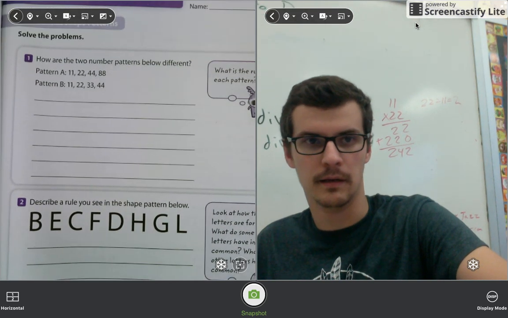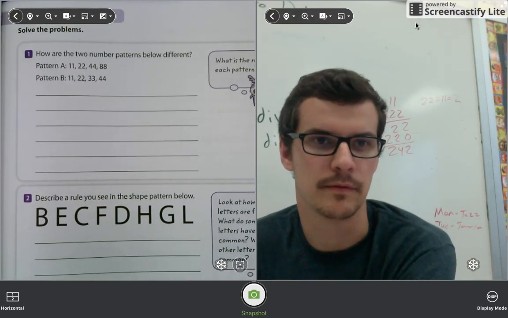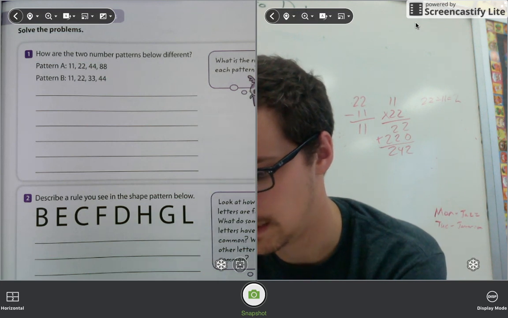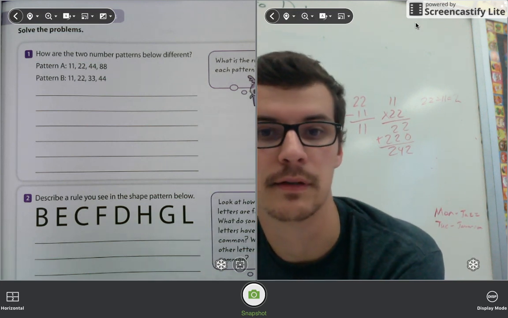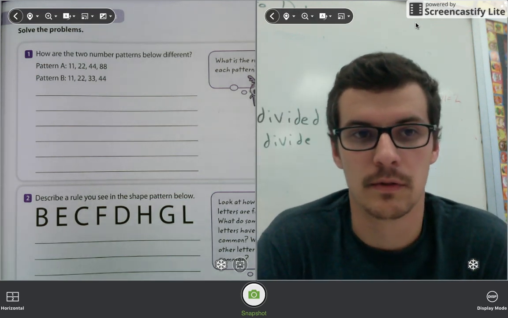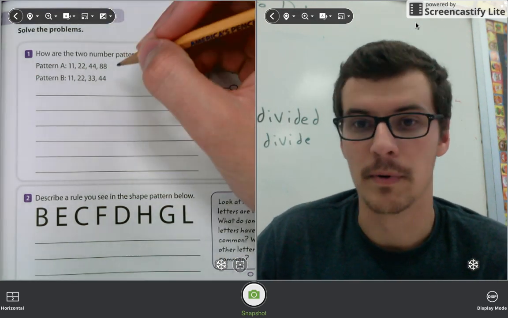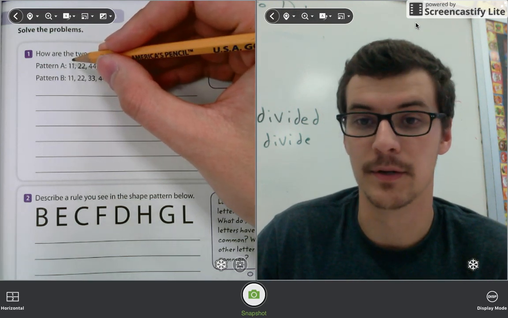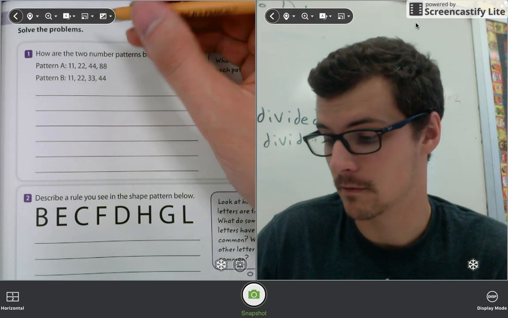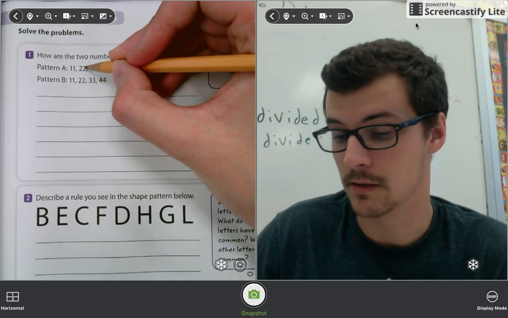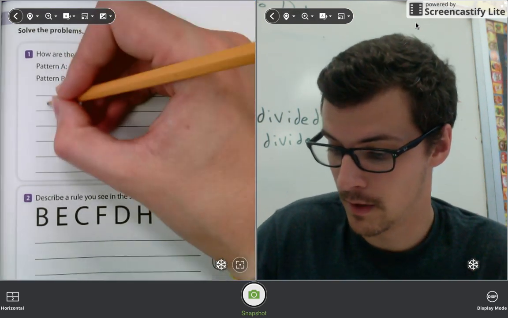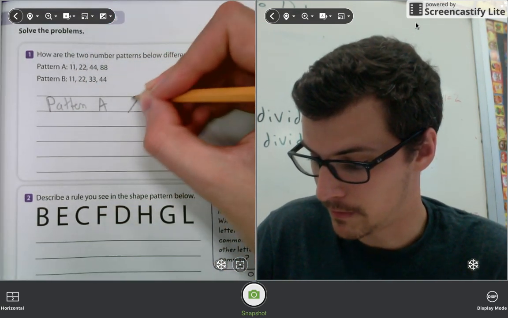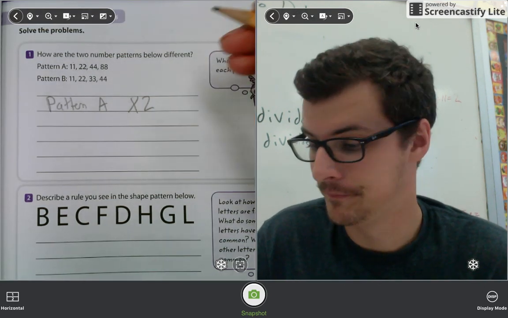All right, number 1. How are the two number patterns below different? Pattern A is 11, 22, 44, 88. Pattern B is 11, 22, 33, 44. Well, pattern A, I know that each time what I'm doing is doubling whatever the number was before, because 11 times 2 is 22. 22 times 2 is 44. So I'm going to put pattern A: multiplying by 2 every time.